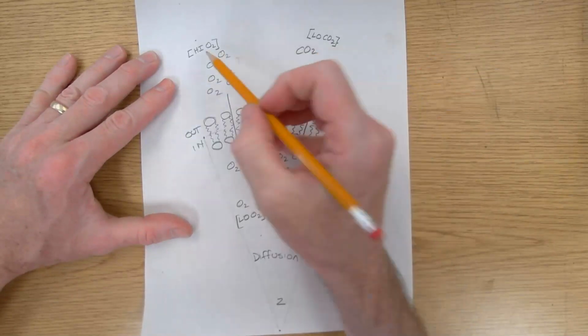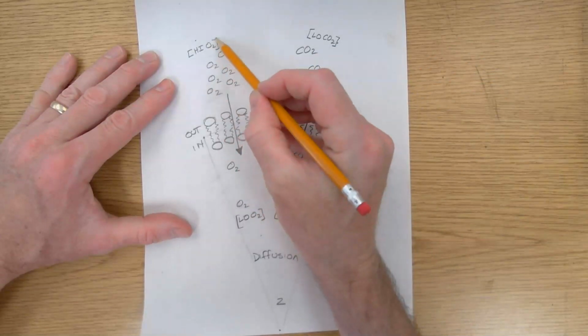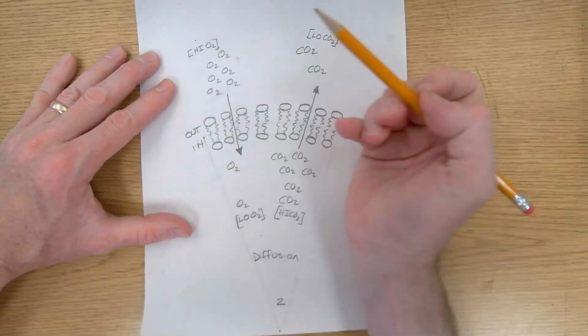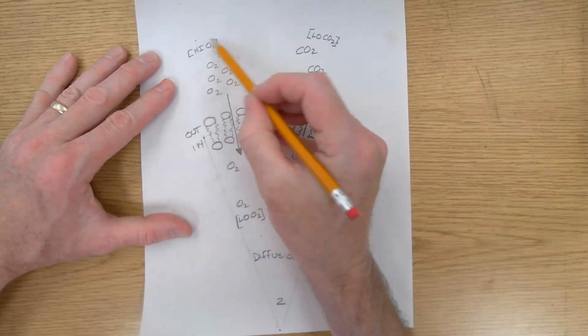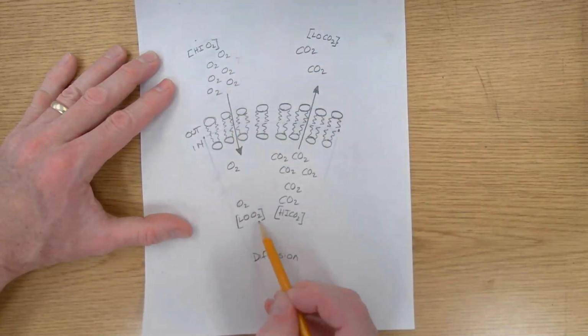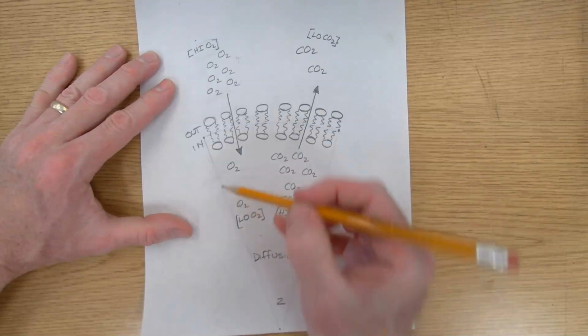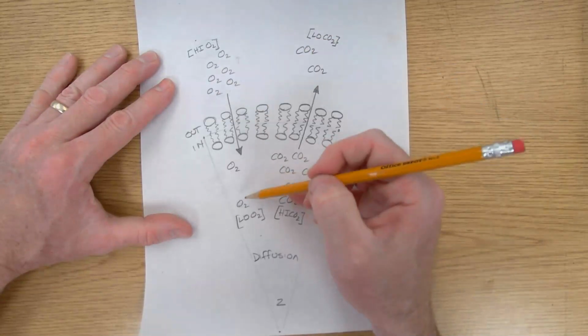So what we're showing is that this is a high concentration of oxygen. Whenever you see brackets in chemistry, it means concentration. So there's a high concentration of oxygen, which means there's a whole lot out here, compared to in here where there's a low amount of oxygen. We only have 2 in here. So 1, 2, 3, 4, 5, 6 out here, 2 in here.